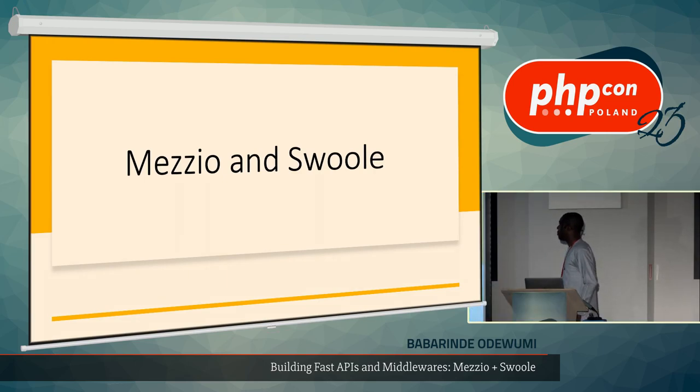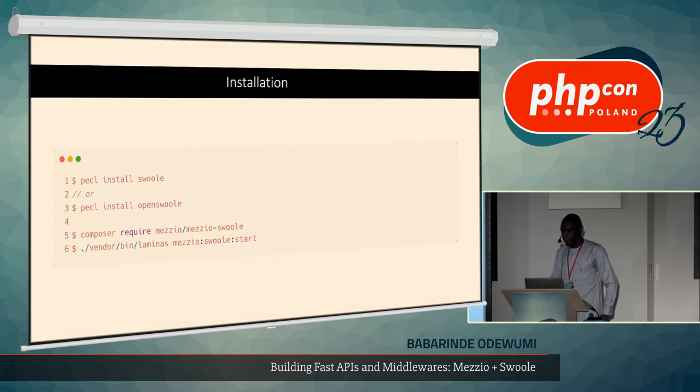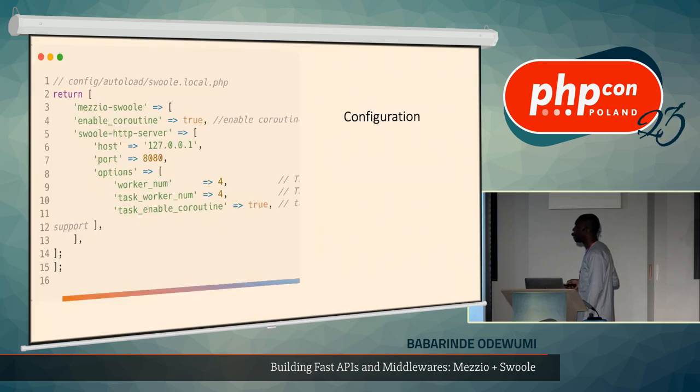All right, so let's combine them together: Mezzio and Swoole. To install Swoole, because Swoole is a PHP extension, you can just call pecl install swoole or pecl install openswoole, depending on the choice that you want. And for Mezzio Swoole, you can do a composer require for Mezzio Swoole, which will have everything set up for you. And of course, you can start your application running this. When you start your application, you can set your configurations for Swoole in swoole.local.php or the global one.